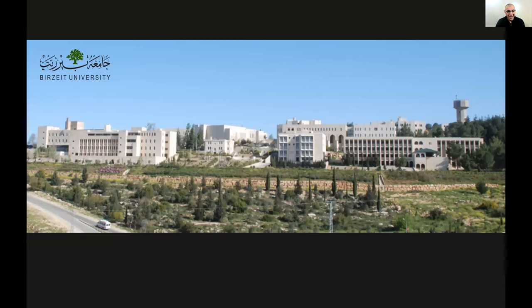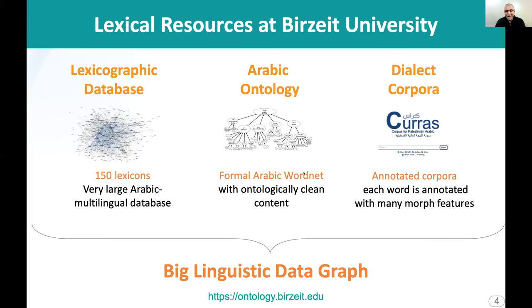And by the way, Bir Zeit in Arabic means a well of olive oil, because the area is very famous for the high quality of its olive oil. In addition to olive oil, we also try to play an active role in building linguistic resources.